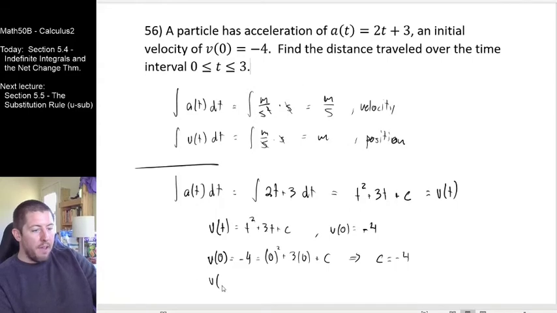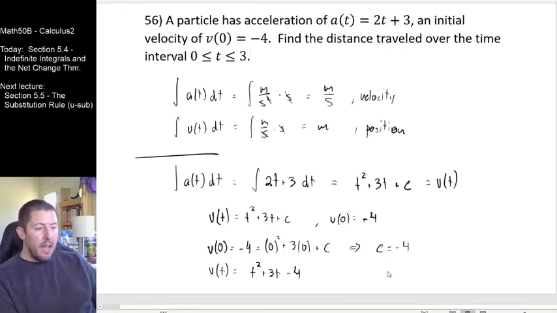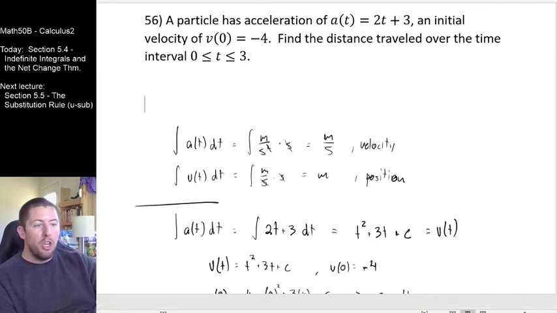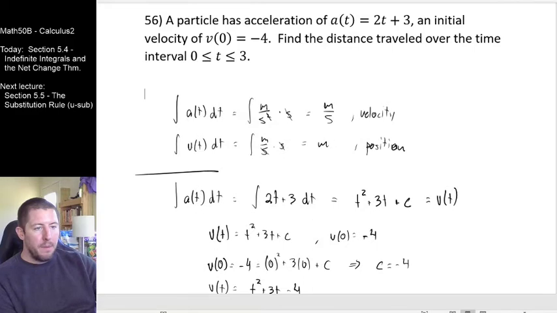Now I actually have a full expression for velocity. It's t squared plus 3t minus 4. The important thing is I now know a legitimate velocity equation without any constants of integration in there. This is now the equation that I can use to accumulate changes in velocity to get to position.